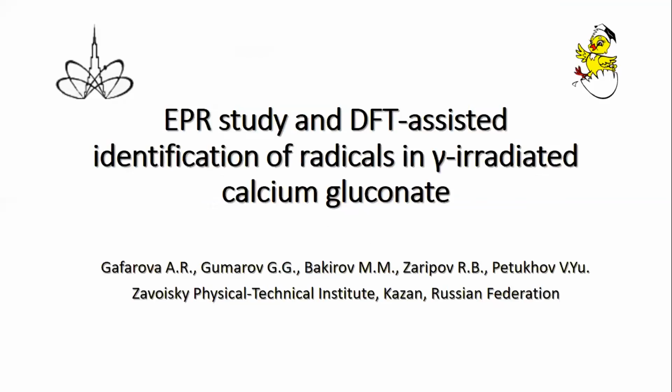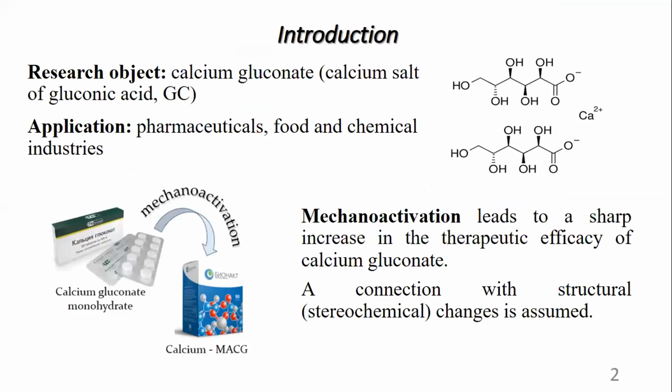I will speak about EPR study and DFT-assisted identification of radicals in gamma-irradiated calcium gluconate. Calcium gluconate is widely used in the chemical and food industries. It is used as a drug for the treatment of disorders associated with a lack of calcium in the body. Also, interest in the study of this compound is high in connection with the development of a mechanically activated, modified, non-dispersed amorphous form of calcium gluconate, the treatment efficiency of which is much higher.